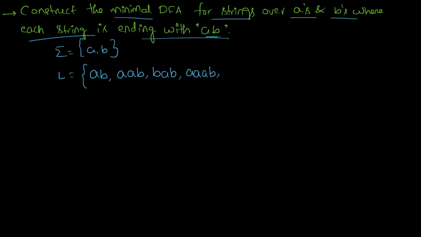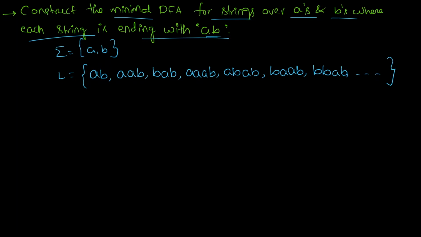AAAB, ABAB, BAAB, BBAB and so on. And these are the strings which are in the language and we need to construct a DFA to accept these strings. The strings which are not in this language are to be rejected.